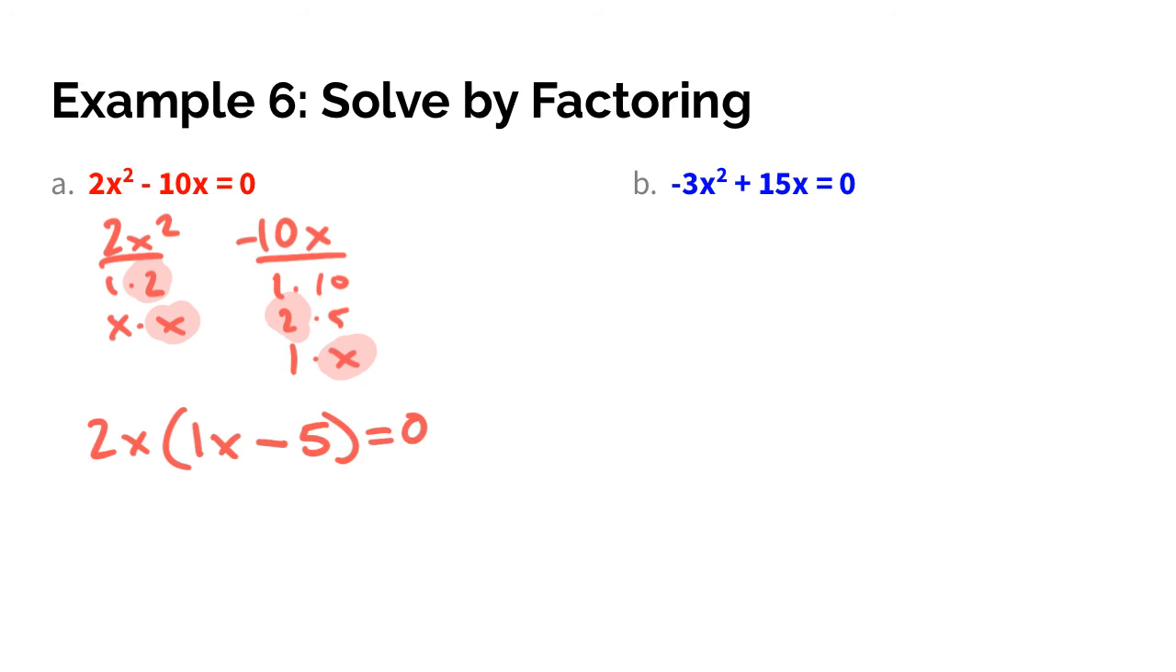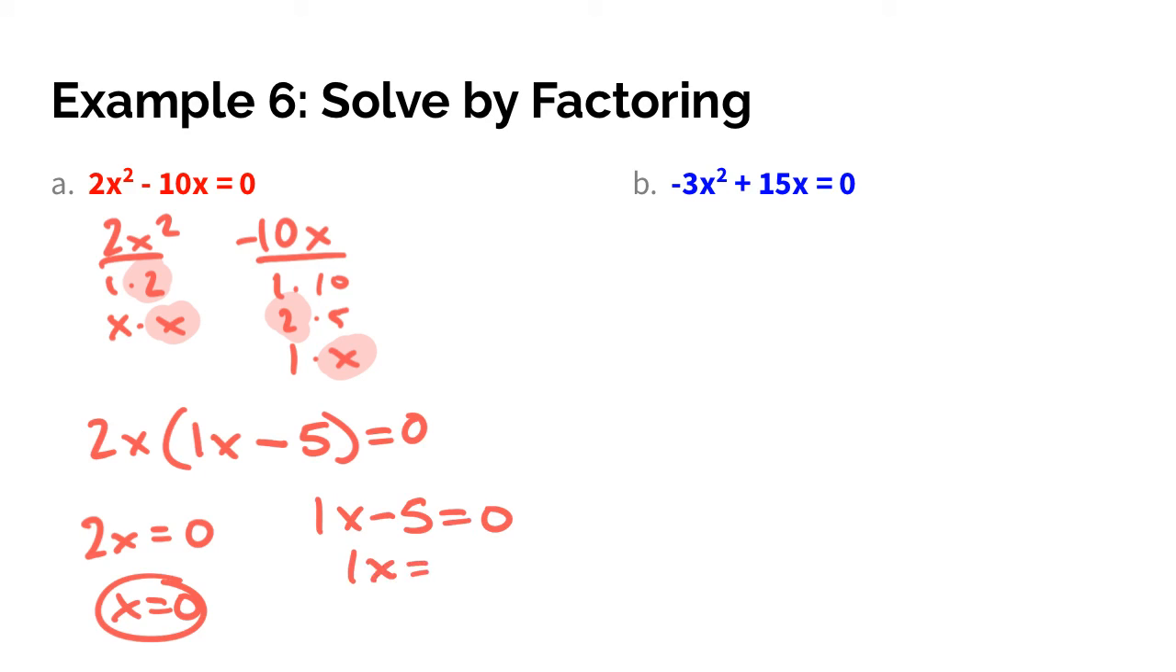Now what I'm going to do is apply the zero product property. If this equals 0 and I'm multiplying two things, then I'm going to say, okay, what value of x would make the first part 0? In this case, x would need to equal 0. What value of x would make the second factor equal to 0? In this case, I get 1x equals 5, which just means that x equals 5. So now I'm factoring, and then I'm using the zero product property to actually figure out what my values of x would be. Same thing here.